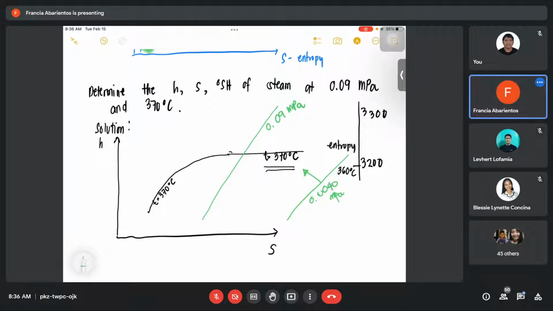Nahanap niyo ba, class? From here, sabi ko si 360. Sa baba ni 360, makikita niyo si 350 degrees Celsius, and si 340. After that ni 340, makikita niyo si 0.04 megapascal, 0.045. Ang interval niya 0.005. Tama ba? Hanggang makita niyo si 0.09 MPa. Okay, nahanap na ba, class?